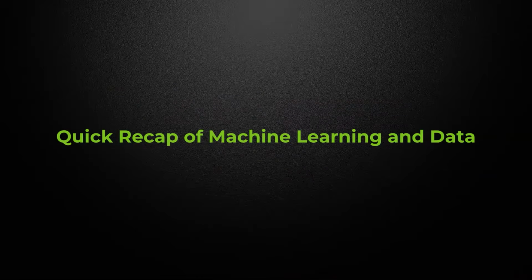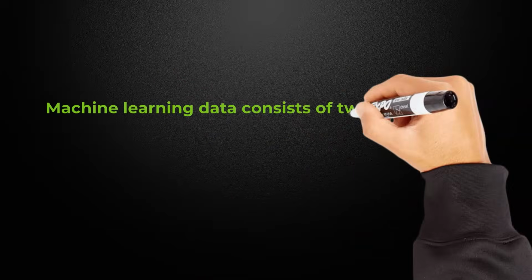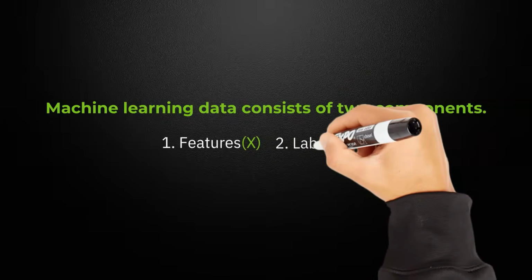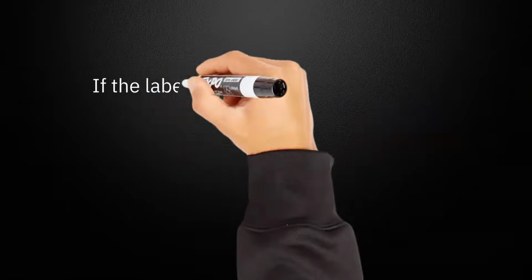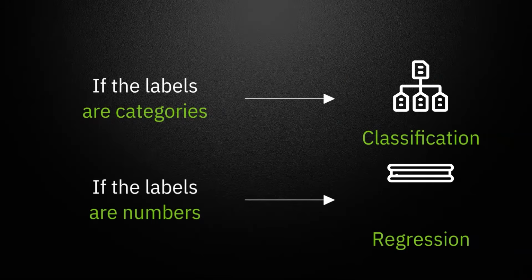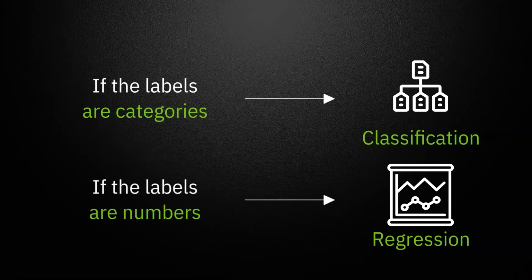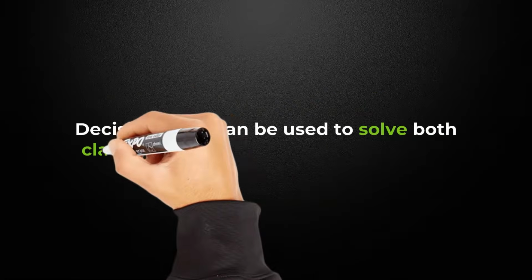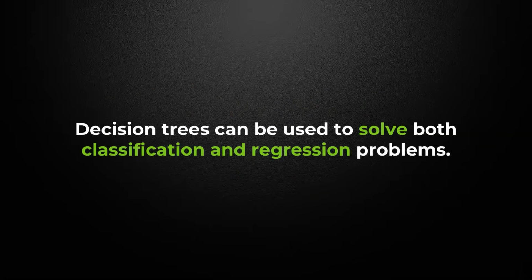Let's spend a minute revisiting how machine learning works with data. Data consists of features and labels. If labels are categories, it is called classification. If labels are numbers, it is called regression. We have seen in the past that decision trees can do both. If you're unfamiliar with what a decision tree is, please watch our video. A link is posted in the description of this video as well.